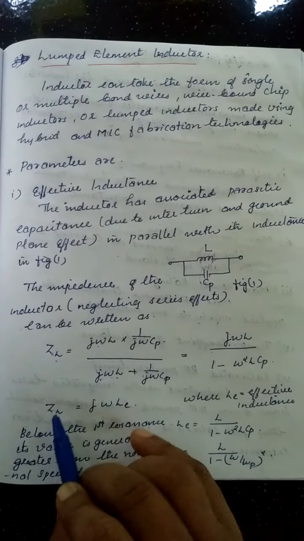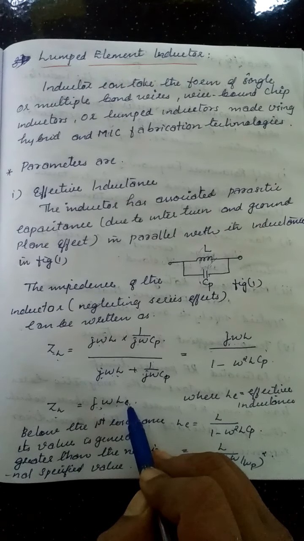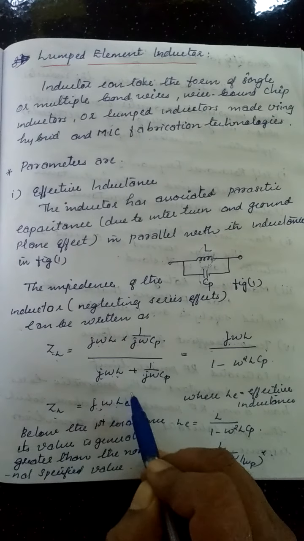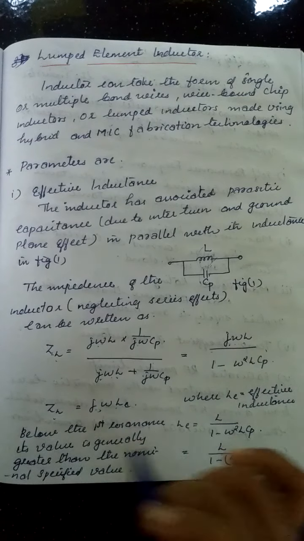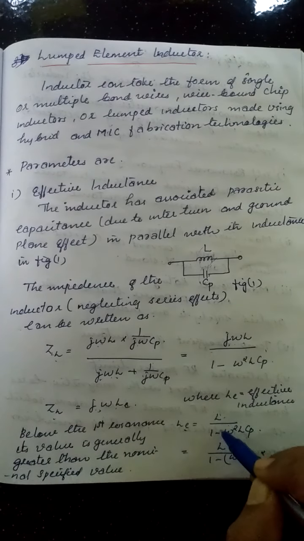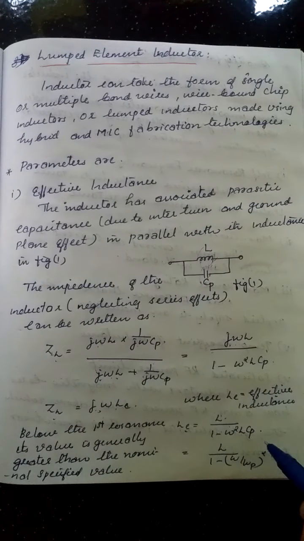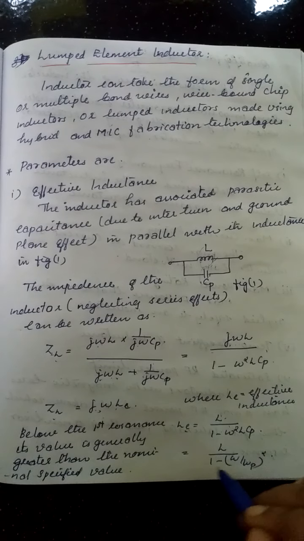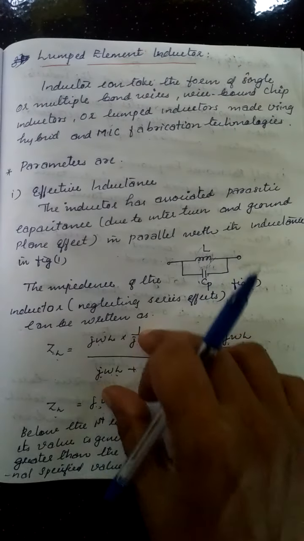From these steps, we conclude that ZL is equal to j omega Le. Here Le is the effective inductance of our lumped element inductor. And here we can get the expression for Le, which will be L divided by 1 minus omega squared L Cp. From here we can resolve this equation as L divided by 1 minus omega divided by omega p, the whole squared.